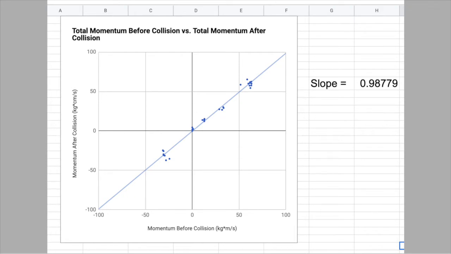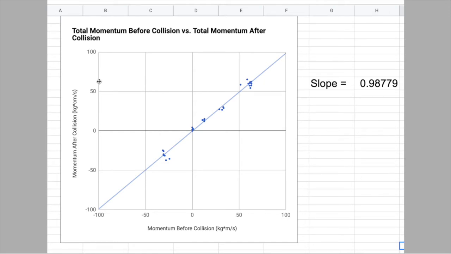conserved. In my previous video, I showed you how to do a video analysis to calculate the momentum of carts before and after a collision. This graph shows the total momentum before the collision compared to the total momentum after the collision. And we see that the slope of the relationship is nearly equal to 1. What that means is the total before and the total after are equal. For example, this cluster of data points falls around 60 units of momentum before collision. And because the slope is 1, total momentum after the collision is also essentially 60.